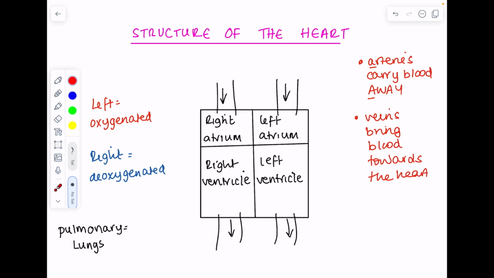So what are the name of these various vessels? Well, let's think about it. If the left side is oxygenated, we know that blood must have come from the lungs. After all, that's where oxygenation occurs. We know that the vessel coming into the heart must be a vein. So the name of this vessel is the pulmonary vein.